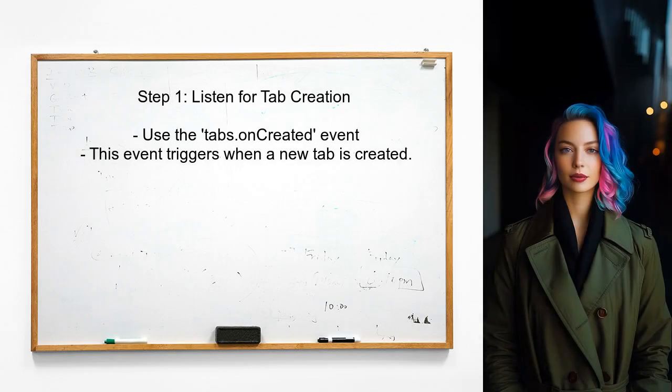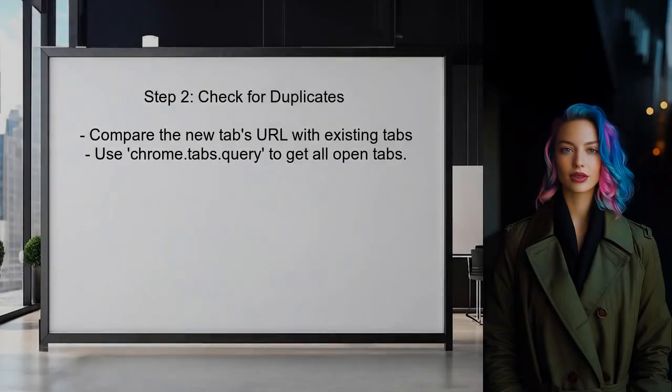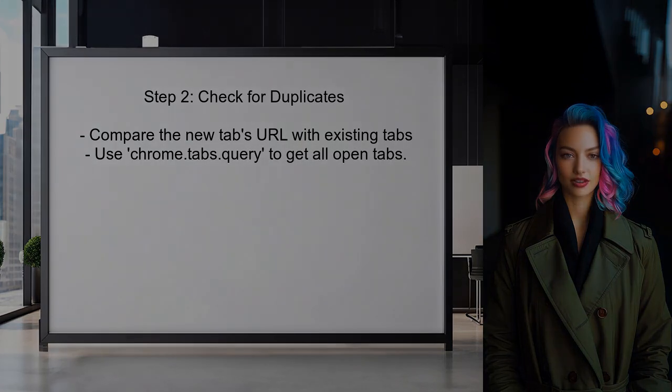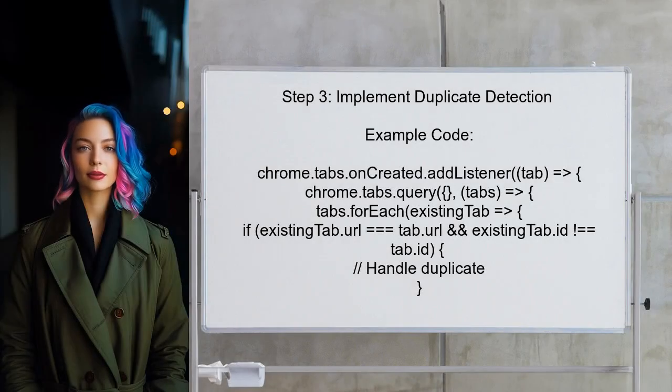To detect tab duplication events in a Chrome extension, the user should start by listening for the onCreated event from the tabs API. This event triggers whenever a new tab is created. Next, the user needs to check if the newly created tab is a duplicate. This can be done by comparing the URL of the new tab with the URLs of existing tabs.